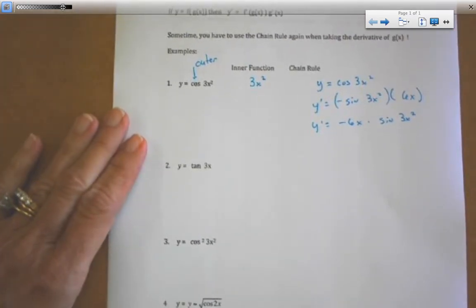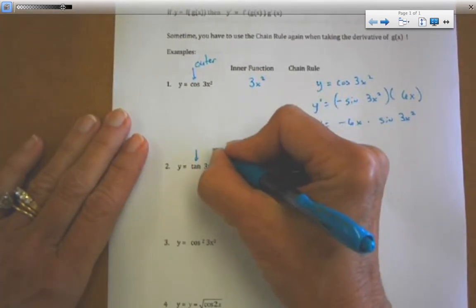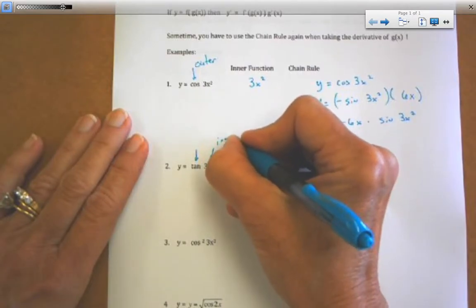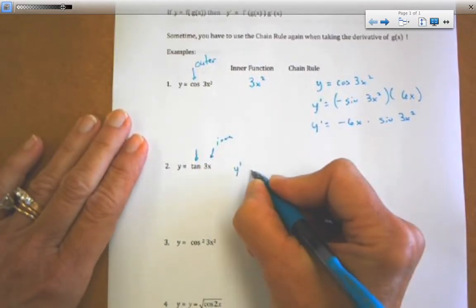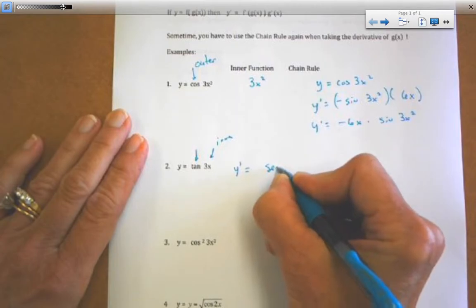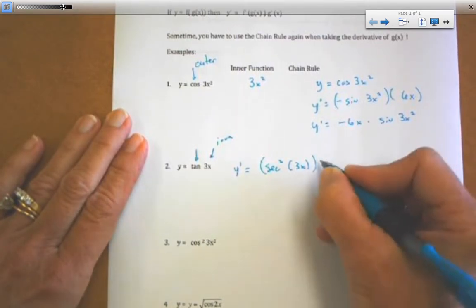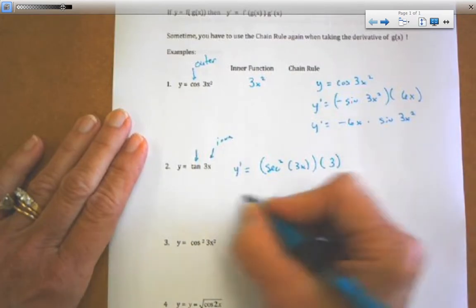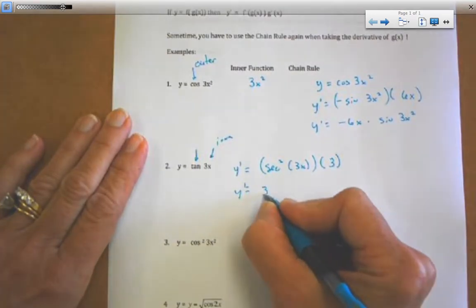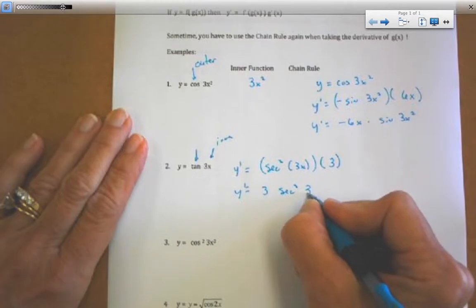Okay, derivative. So this will be my outer function. This is my inner function. The derivative of tangent will be secant squared. Keep the inner function the same, then take the derivative of the inner function. So y prime will be 3 secant squared 3x.